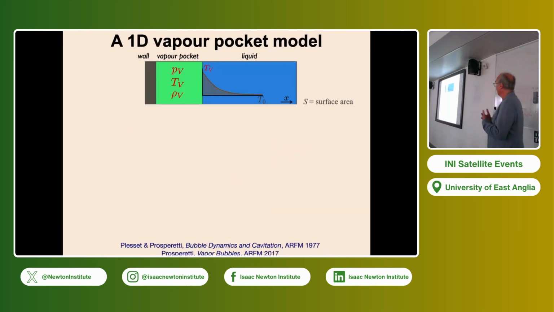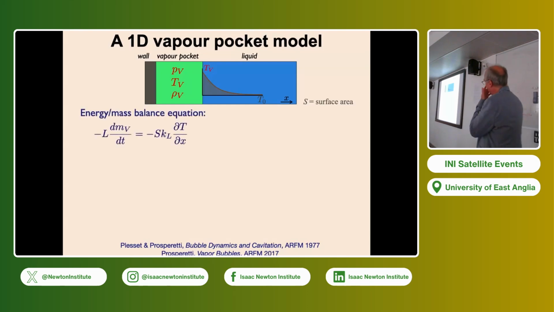Now, the second ingredient is a one-dimensional vapor pocket model, where we assume that the vapor is always in equilibrium, so we're always living at the vapor curve in our bubble, and then we have the liquid transporting heat away or transporting heat towards the pocket, whether we have condensation or evaporation. So the condensation heat is lost through the liquid, and this is an idea that has been around for a long time. You see the references of Plesset and Prosperetti down there.